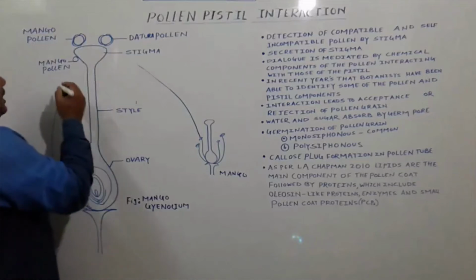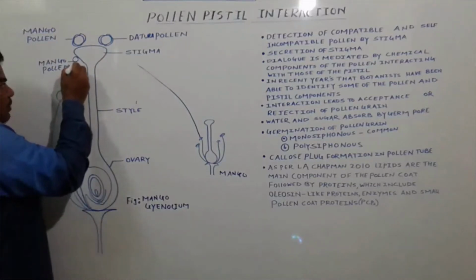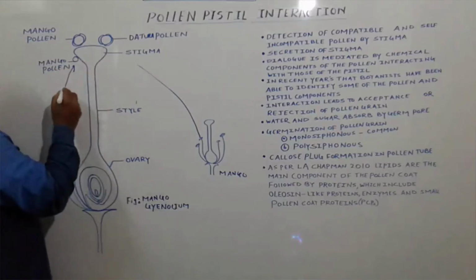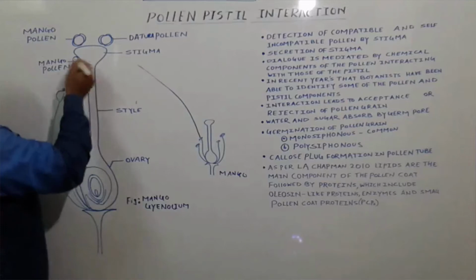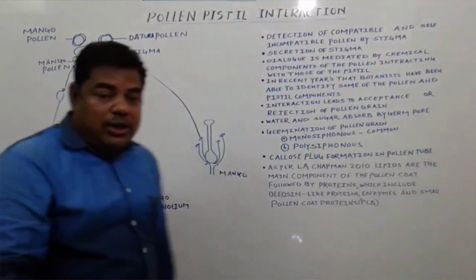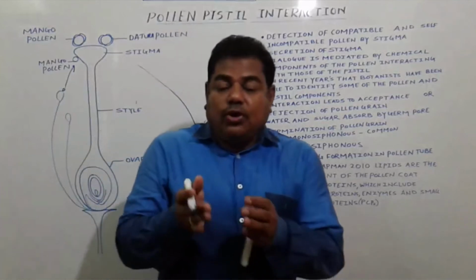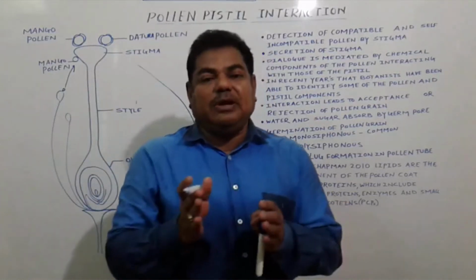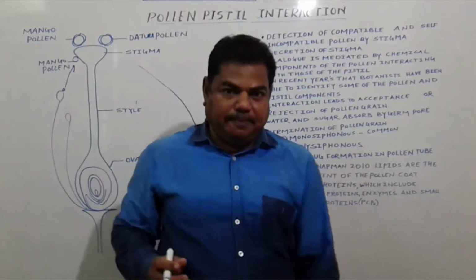Now see here, transfer of pollen grain from the mature anther lobe to the receptive stigma of the same flower, mango pollen grain to mango stigma, is self pollination. But due to self pollination, one phenomenon takes place in this angiospermic plant. We call it inbreeding depression.